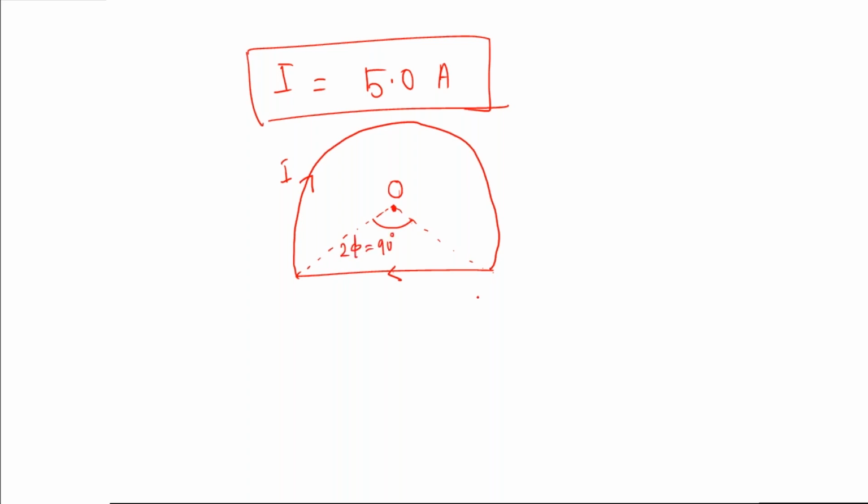And suppose this is R, capital R, and R means the radius of the circular part, 120 millimeter. And then you have to find out the magnetic field at this point O. You have to find out B at O. So how do you do that?